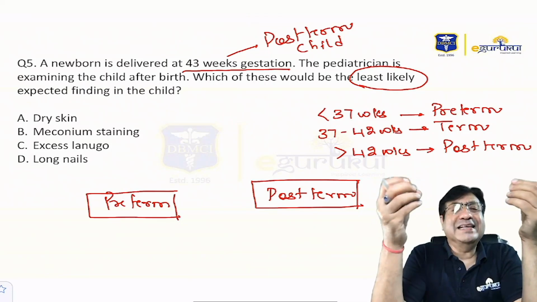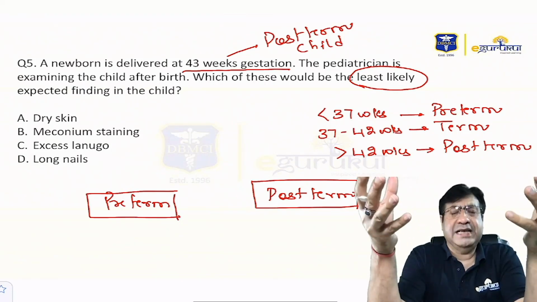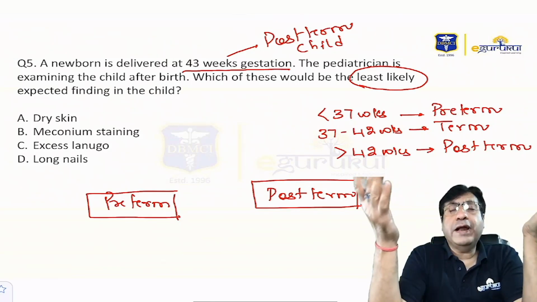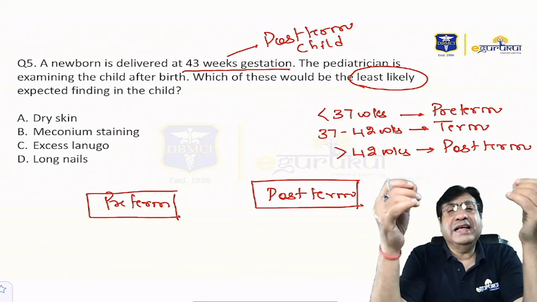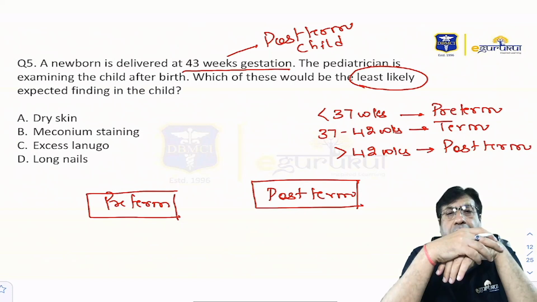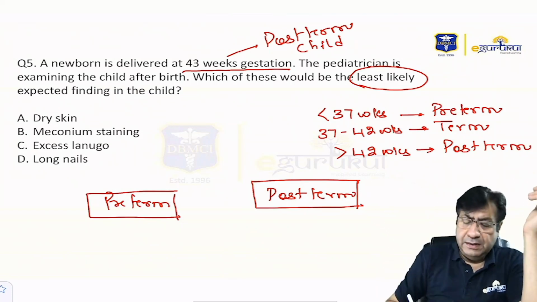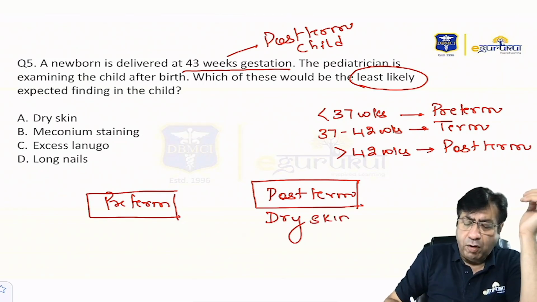Preterm newborns, for example, have very thin, fragile, often red skin. Postterm children are more likely to have dry skin. Their skin is often dry, not thin and transparent. Another important thing in postterm children is that they often have long nails.